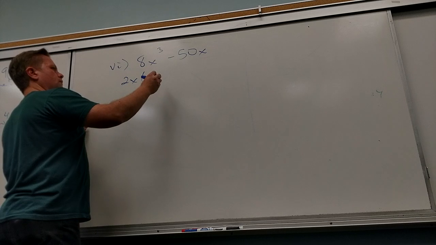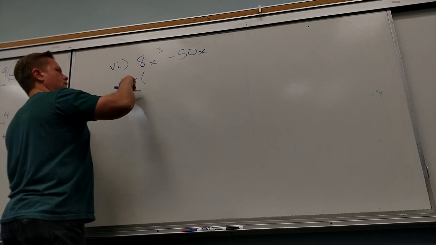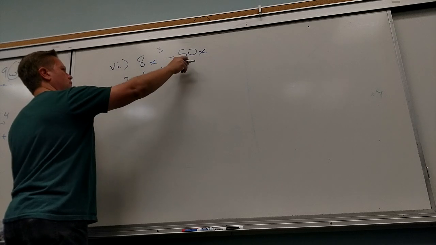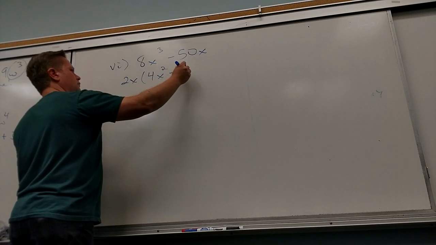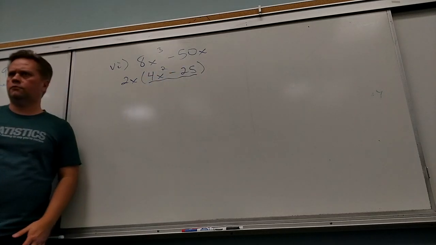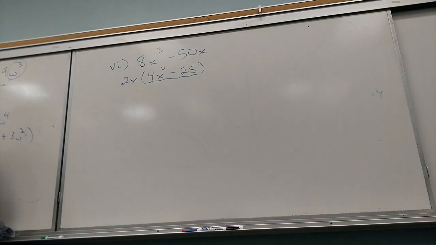2x. X 4 squared. Yeah, 4x squared. And the x is gone. What's this? The difference of. Difference of squares.